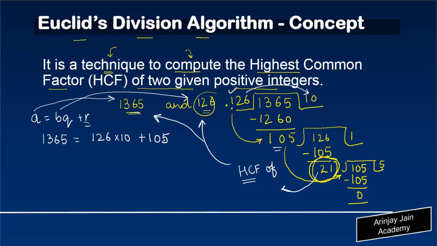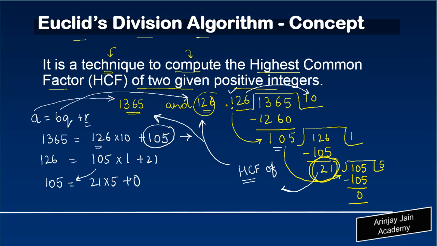The next time, whatever was the remainder actually becomes one of my values. So I will say that the divisor, which is 126, is equal to 105, which is the remainder, times 1 plus 21. And then 105 is equal to 21 times 5 plus 0. So effectively, whatever I did, I can also express in the form of Euclid's division lemma.